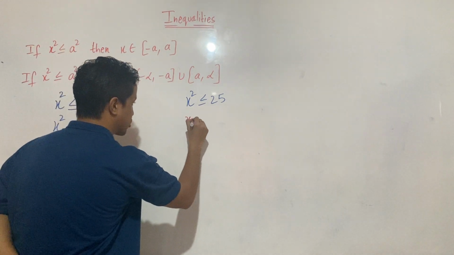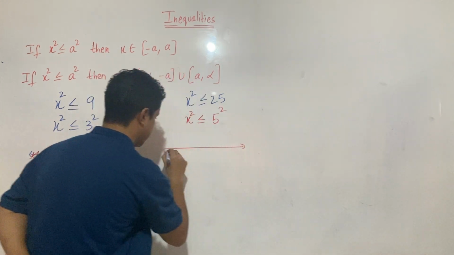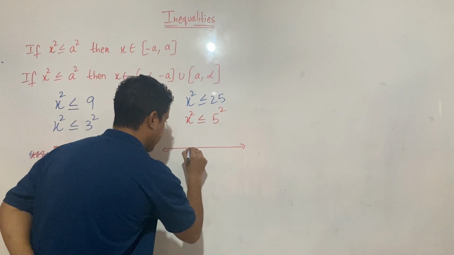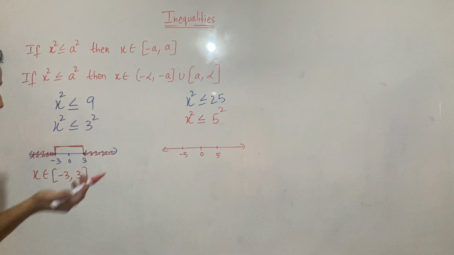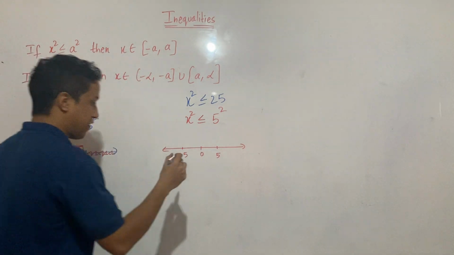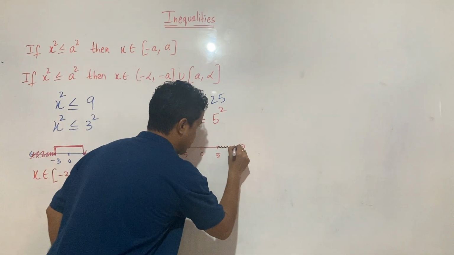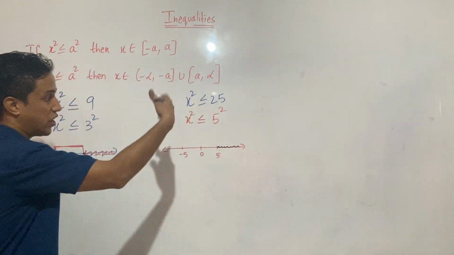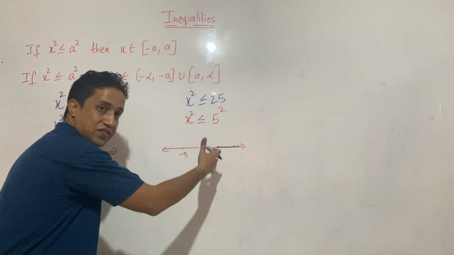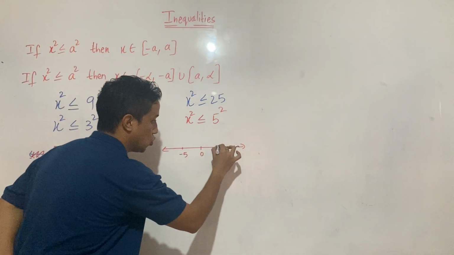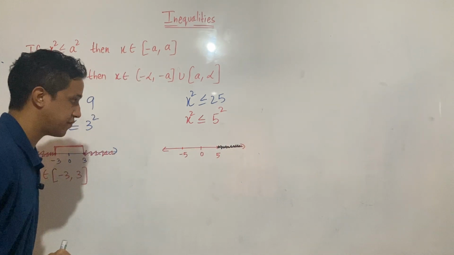I can write x square is less than or equal to 5 square. Again, we'll visualize it on the number line. Here I take 0, here minus 5, here 5. Now if you take any value of x greater than 5, meaning x lies in this region, then x square is going to be greater than 25. Why? Take 6. Square of 6 is 36. So you cannot take these values of x greater than 5.